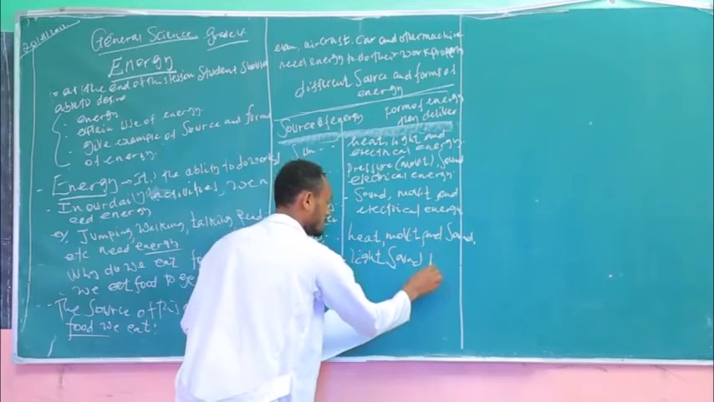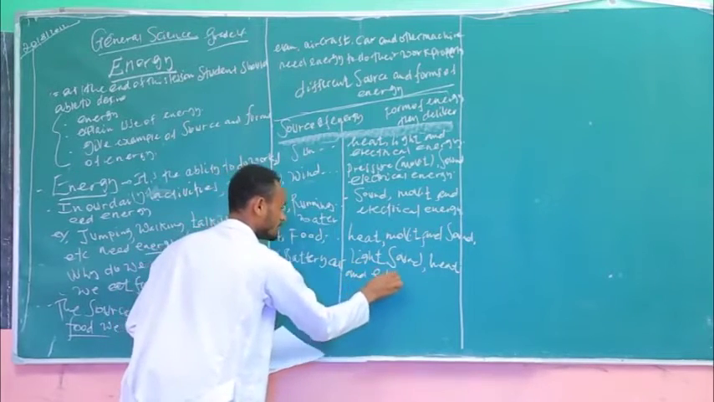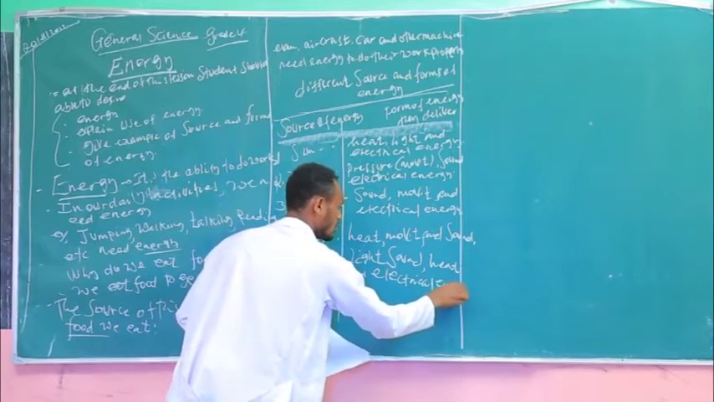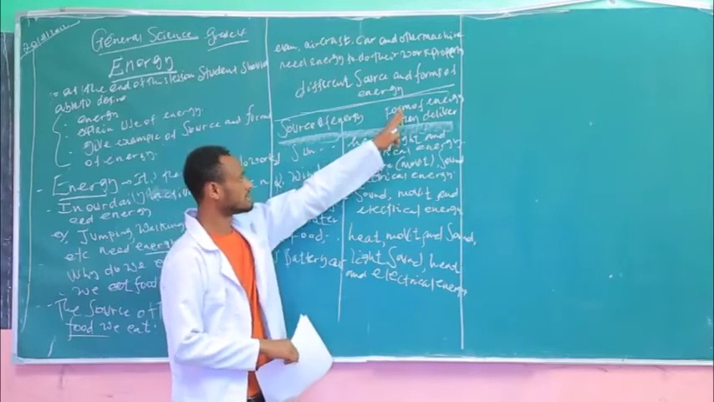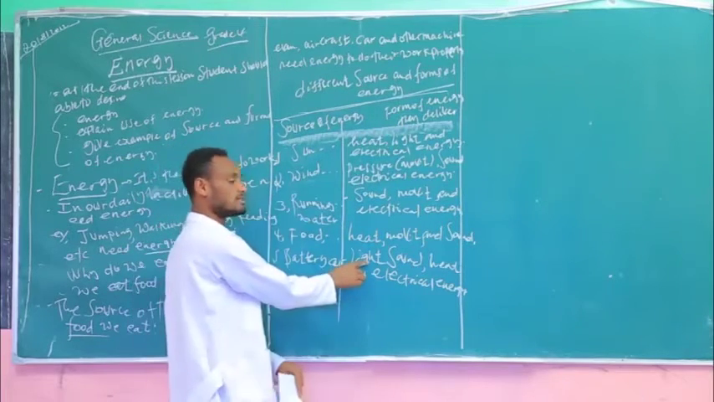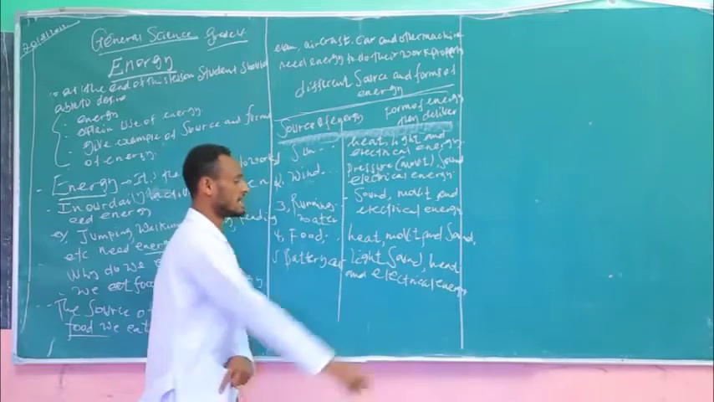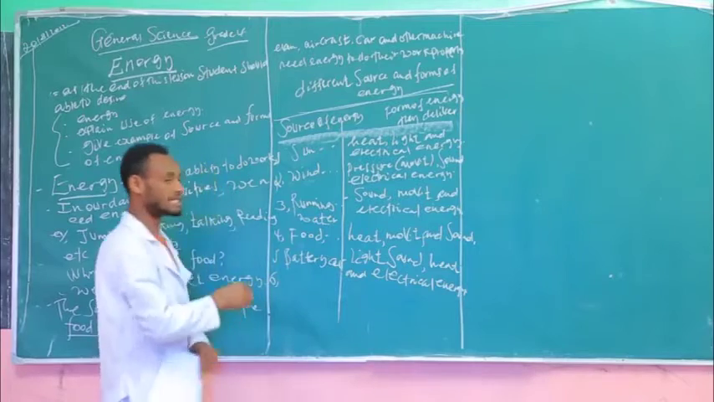Lastly, heat and electrical energy. So, students, the battery cell delivers the energy in the form of light, in the form of sound, in the form of heat, and electrical energy. What will be the last one?